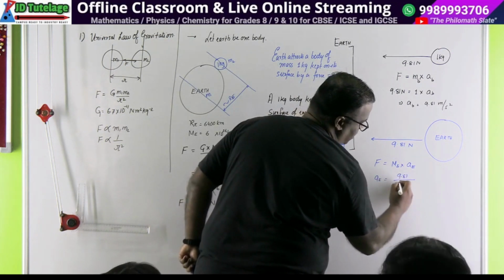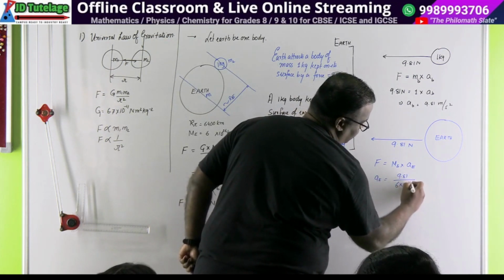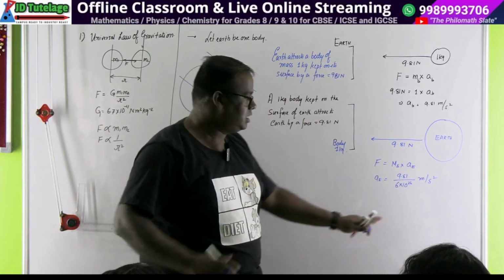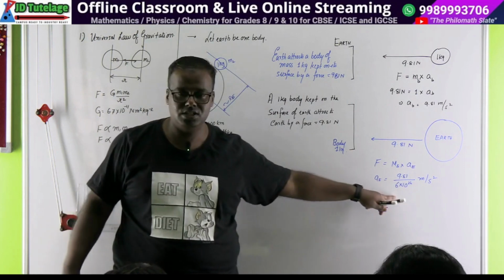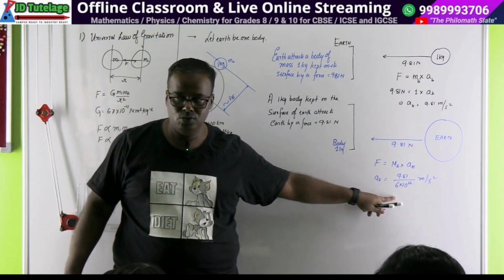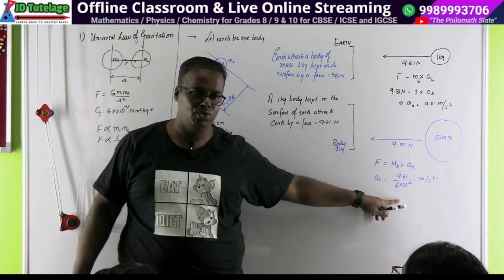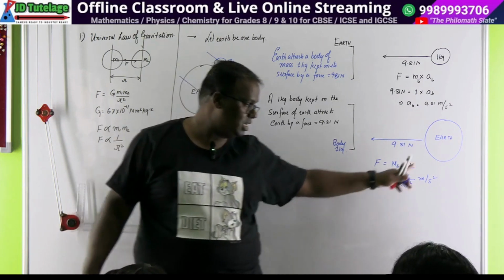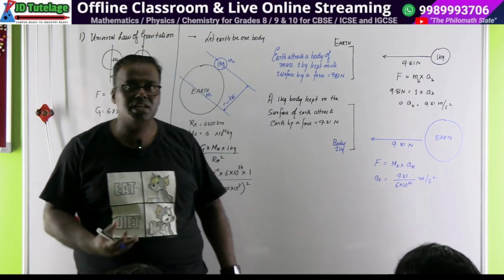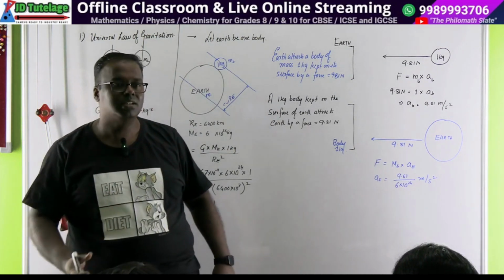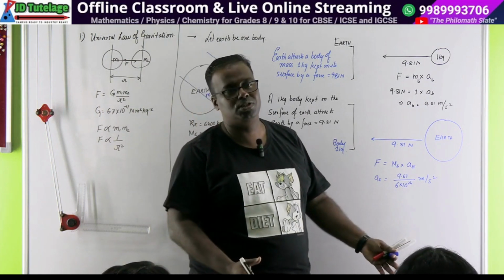Now let us see what is the acceleration on the earth. 9.81 divided by 6 into 10 to the power 24 meters per second square. I will not calculate it. Your intelligence should be sufficient to understand that this is negligible. You are dividing 9 with 6 into 10 to the power 24. So the acceleration felt by the earth is very, very less. That's why earth is not moving towards the ball.